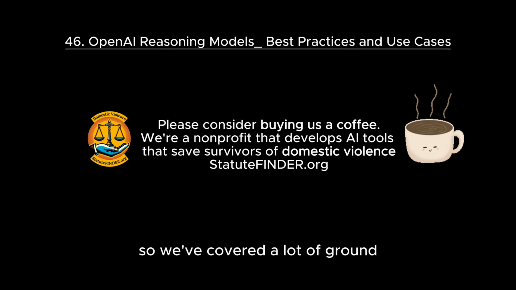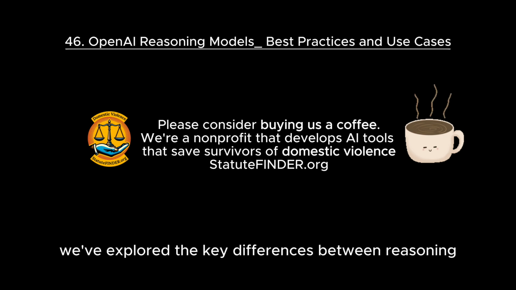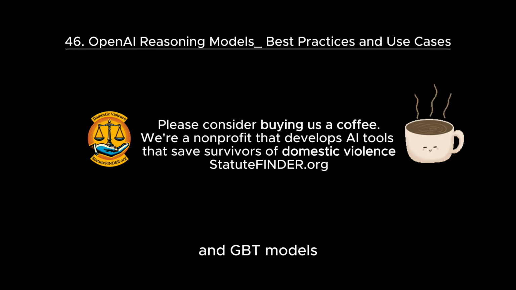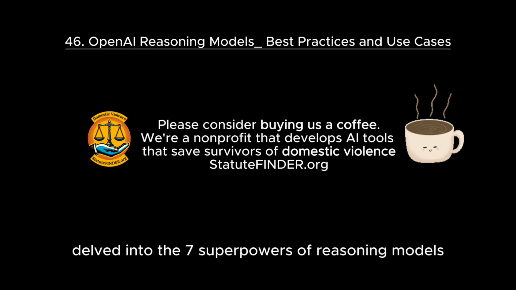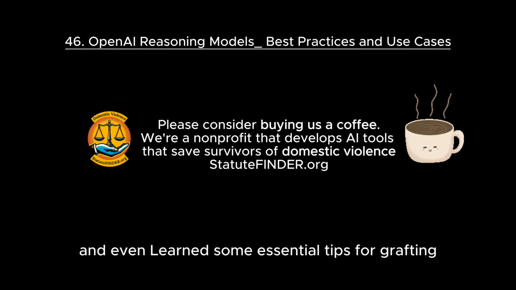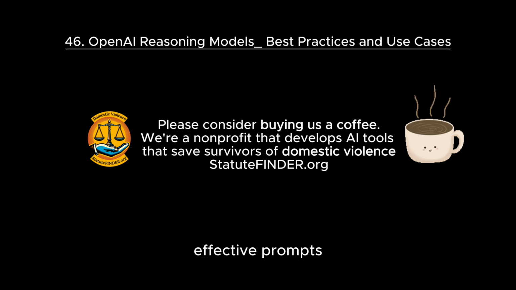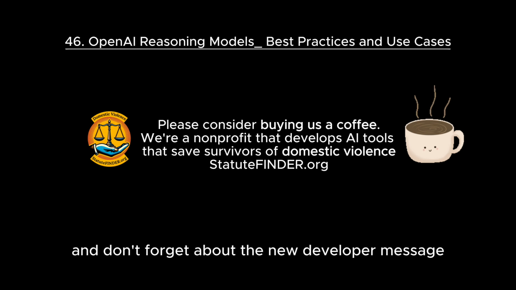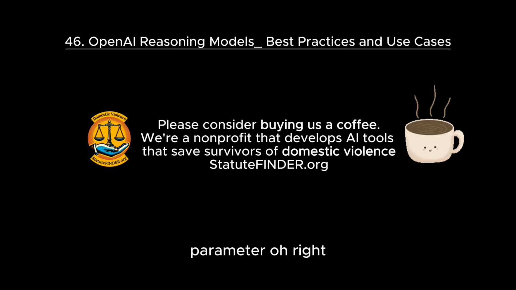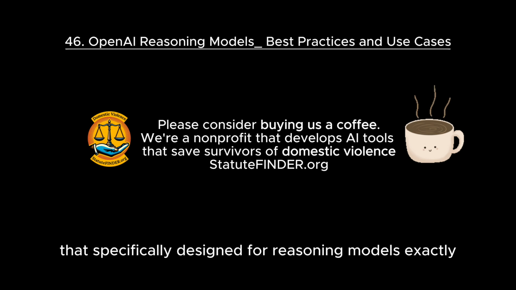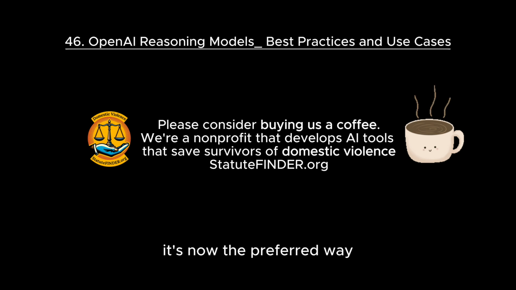So we've covered a lot of ground in this first part of our deep dive. We've explored the key differences between reasoning and GPT models, delved into the 7 superpowers of reasoning models, and even learned some essential tips for crafting effective prompts. And don't forget about the new developer message parameter. Oh, right. That's a recent change in the OpenAI API that's specifically designed for reasoning models. Exactly. It's now the preferred way to provide instructions and context to those strategic O-series models.